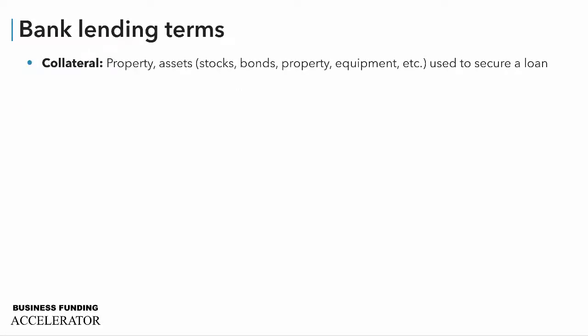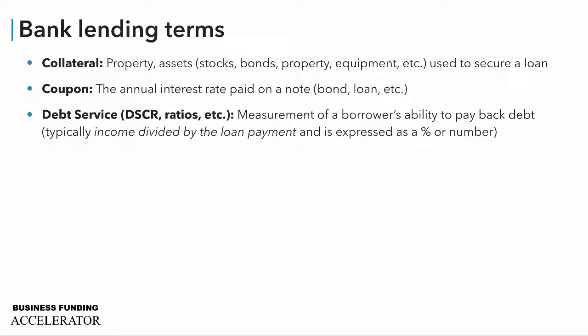So here are some bank lending terms if you plan to take on a bank loan now or in the future. Collateral. Collateral is property, assets, stocks, bonds, equipment used to secure a loan. The coupon is the interest rate paid on a note, a bond, or a loan, some form of debt instrument.